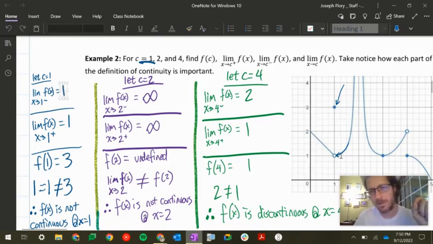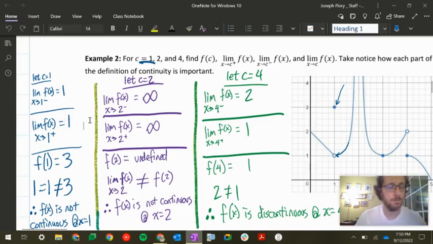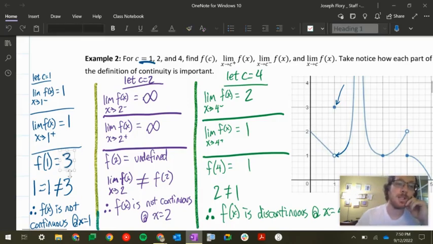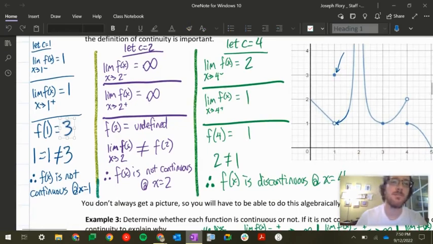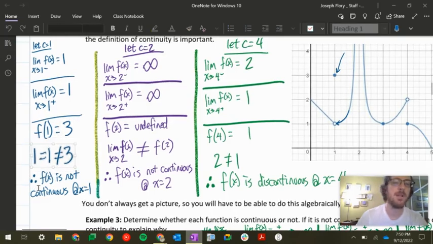Okay, from the right, from bigger values of 1, as we approach 1, again, the height is approaching positive 1. So the two-sided limit is 1. So if we evaluate f at 1, unfortunately, because of this discrete point at (1, 3), f of 1 is not the same as the limit as our function approaches 1. All right, so we show that they're not the same. Therefore, f of x is not continuous.